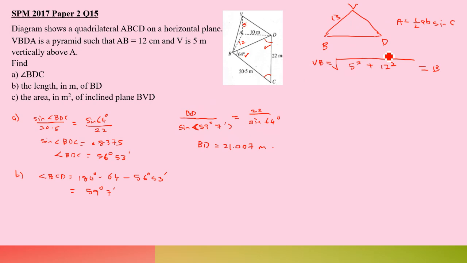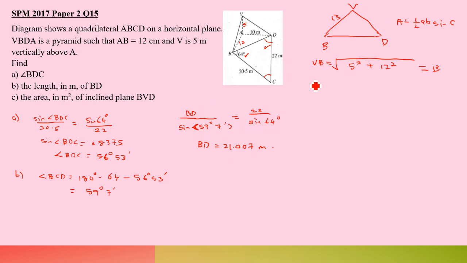What else can we find? BD? Yes, we have BD. So if you already have BD, then we can use BD to solve this, or you can find VD, whichever angle. But we need all three sides, because to find one of the angles, we need all three sides. So we still need to find VD.